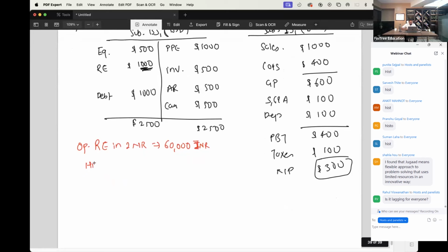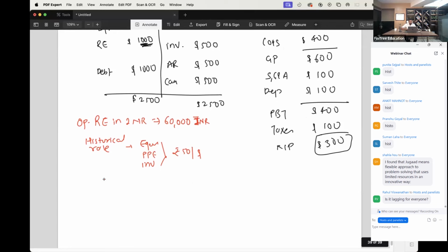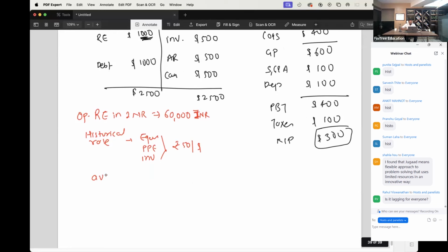Then the historical rate for equity, PPE and inventory. I'm keeping the same rate here; they can be different historical rates for equity and for inventory. Let us say that when we started the company, it was 50 rupees for a dollar. Then the average rate during the year was 70 rupees for a dollar.